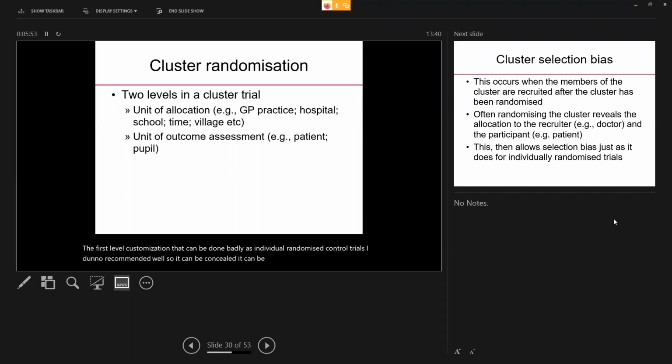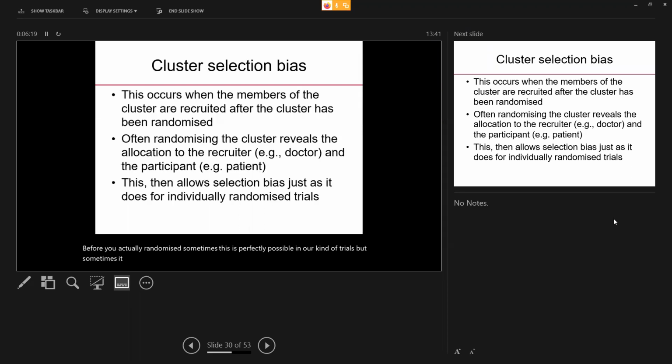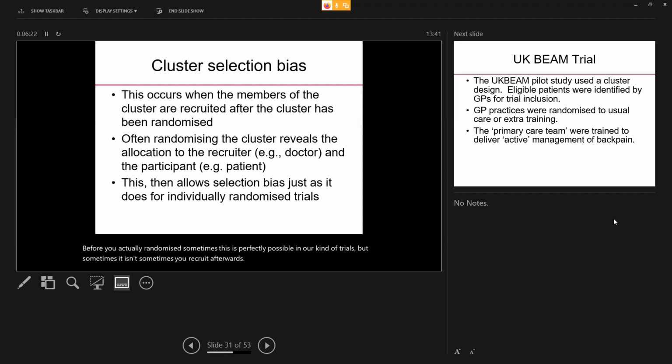Now, the second problem is that quite a few cluster trials recruit patients after they've randomized the clusters. If we go back to schools, it wasn't such a problem when Lindquist was doing it, because he would have class registers, members of the school would be known, and then he'd randomize the schools or the classes, and you would know who was in the cluster before you actually randomized. Sometimes this is perfectly possible in our kind of trials, but sometimes it isn't. Sometimes you recruit afterwards.